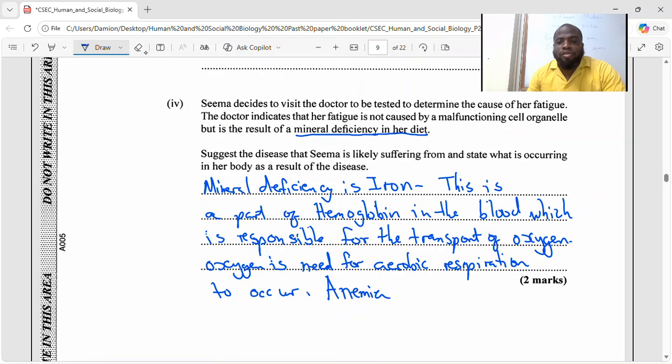So that is due to the lack of iron in the diet, and it influences the hemoglobin, and hemoglobin is what is used to transport the oxygen to the different muscle cells. And so if she's not getting enough iron, she's not producing enough hemoglobin, and hence the amount of oxygen that should be reaching the cells for respiration is limited, thus her fatigue and she becoming tired easily.